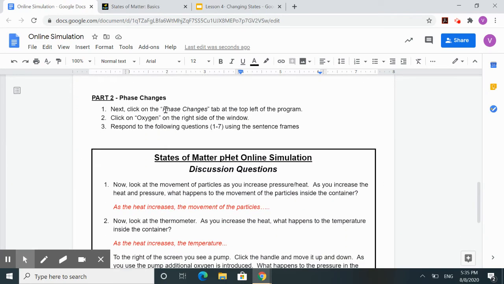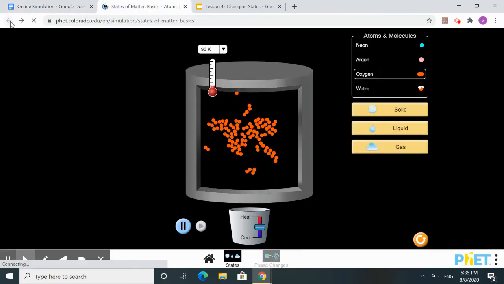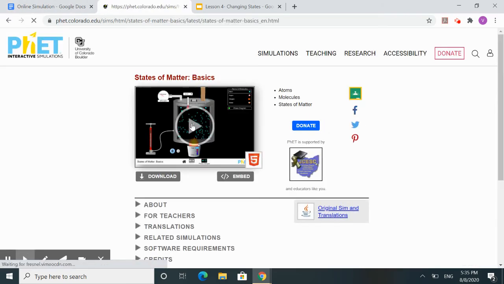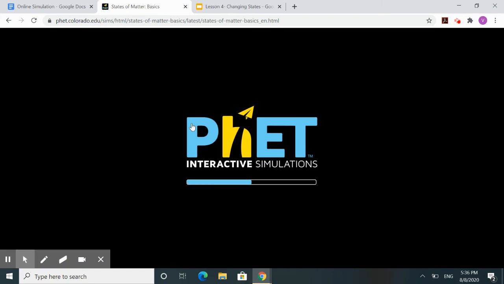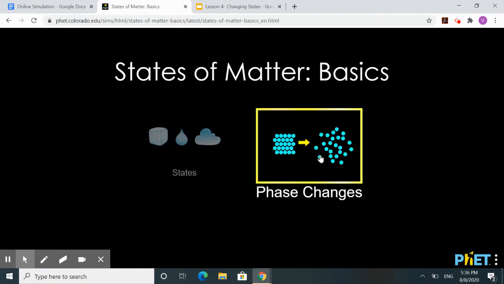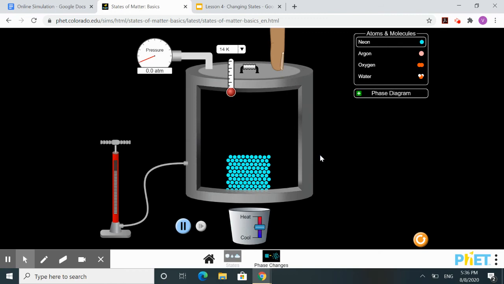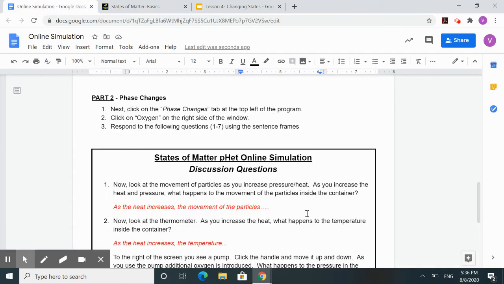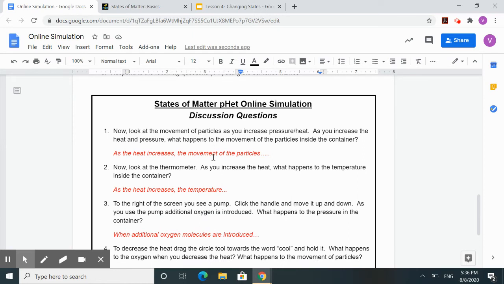Once you're done with that, now we got to move on to part 2 for phase changes. For phase changes, I want you guys to go back to the beginning of the simulation. You're going to follow the same steps, but this time you're going to click on phase changes right here. Same thing, we're still going to be looking at oxygen, but this time we're going to read these questions and we're going to answer them.